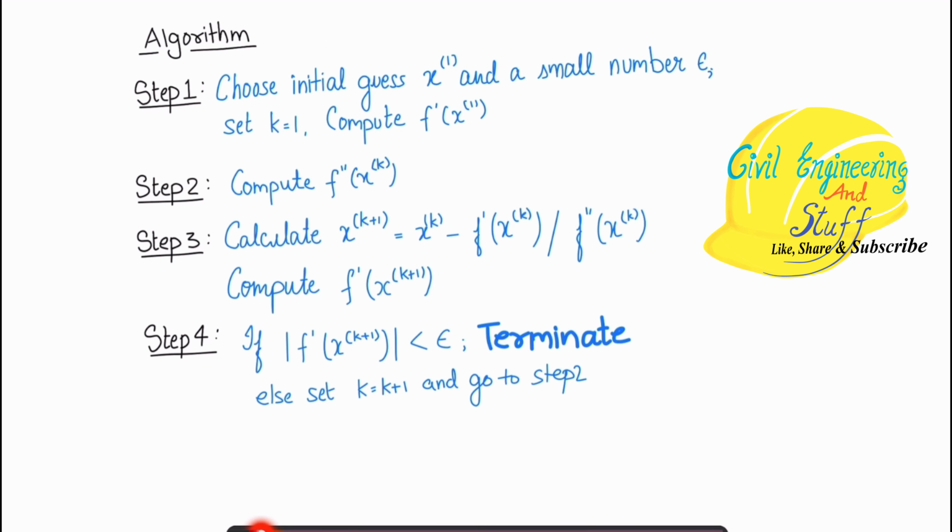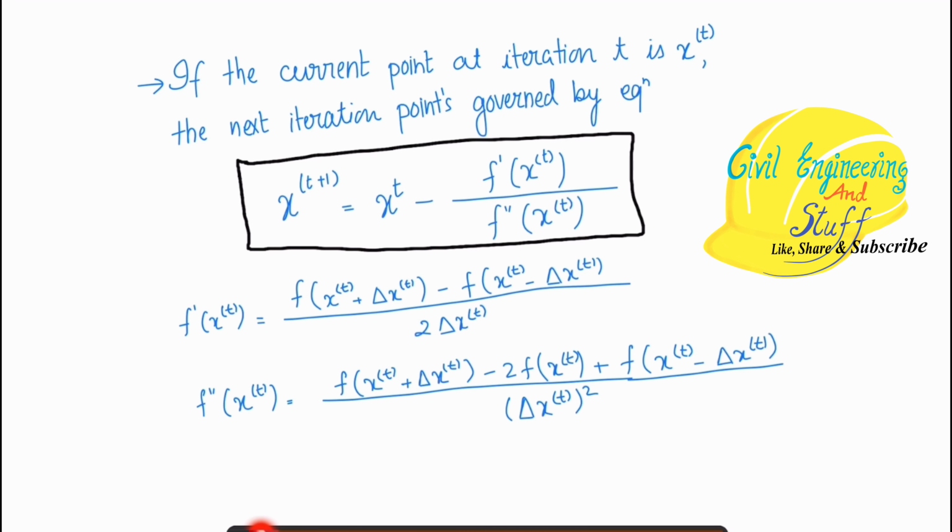So basically, in the first step, you have to choose the initial value and a small number. If your first derivative is less than this number, then you will terminate the iteration. After this, you take k equal to 1 and find out the first derivative of the point that you have selected. After that, you find out the second derivative. Then the next point is found using the formula that we have discussed. The formulas for f dash xt and f double dash xt we have discussed.